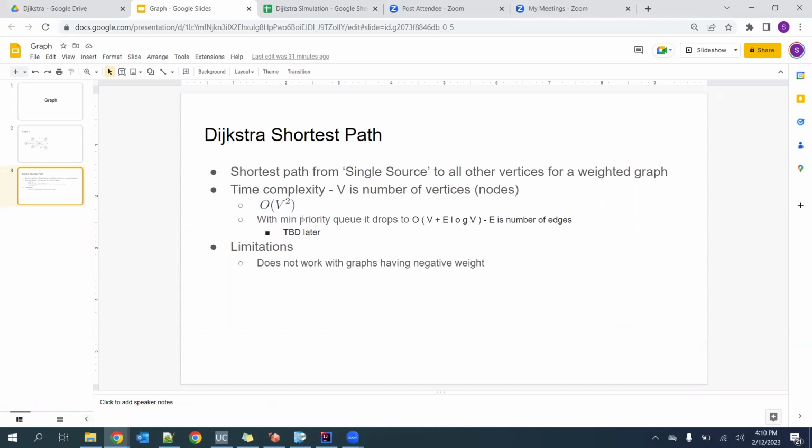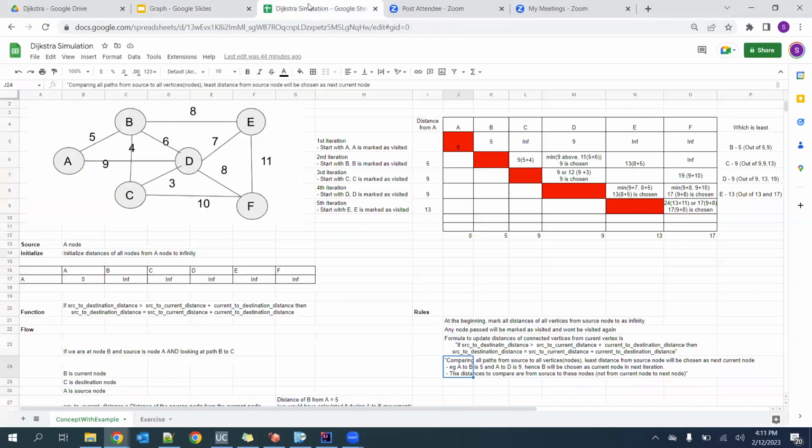Now, if you use a min priority queue, and we'll discuss minimum priority queue later, then the time complexity drops to order of V plus E log V, where V is the number of vertices and E is the number of edges. We'll discuss this at some other time. The limitation of this algorithm is that it does not work with graphs having negative weights. For example, here are positive weights. If you have a negative weight, then it will not work. If we get time, we'll discuss that also.